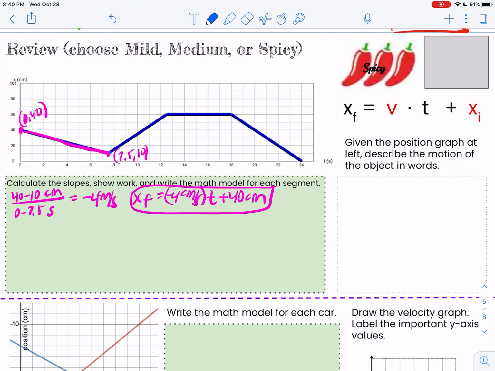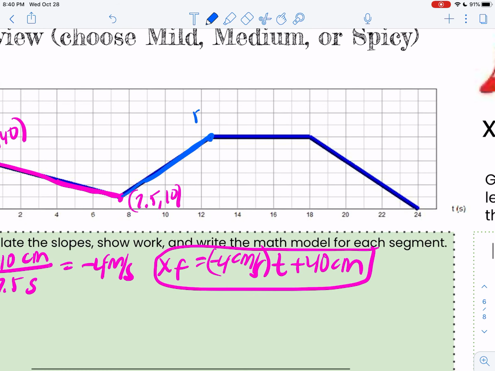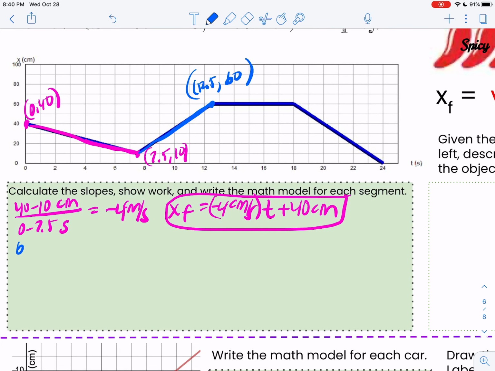All right, part 2, we'll do this one. So let's use the same point here. And then this one looks like 12.5, comma, 60. Okay. All right, so 60 minus 10 centimeters, 12.5 minus 7.5 seconds, which is 50 over 5, so positive 10 centimeters per second. Okay, if going through the slopes like this is too fast, then you should probably not be on the spicy page, okay? FYI.